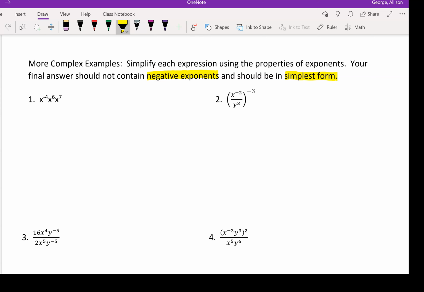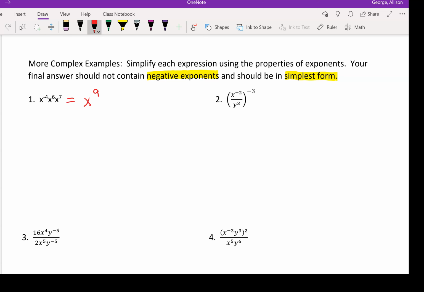All right, so starting out in number 1, this one's pretty straightforward. It's x to the negative 4th times x to the 6th times x to the 7th. So those are just multiplying. And when we're multiplying our bases and they're all the same, we add our exponents. So negative 4 plus 6 would give us 2. 2 plus 7 would give us 9. So our answer is just x to the 9th. Pretty straightforward. All right, over here we've got a couple things going on.